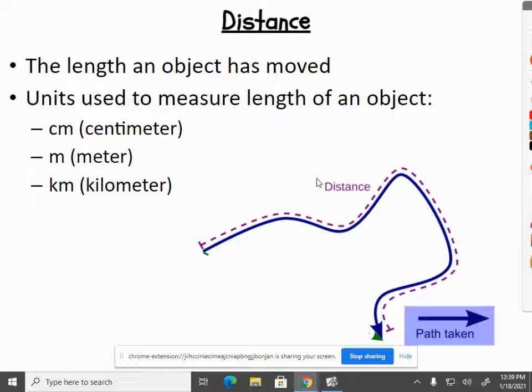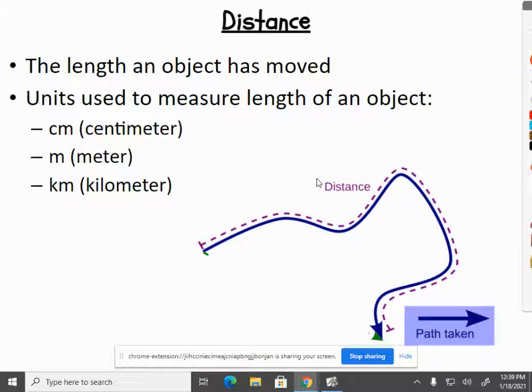I've used this example a couple times. Right across the river, the distance of just a few kilometers away is Valmeyer. Now it takes much longer to get there and is a much farther distance because of the path we have to take. Distance is the length an object has moved. If we're going to Valmeyer, it's going to be in kilometers. If we're going to go across to the next room that we're in, that's going to be meters. It just depends on how far you're going to go.